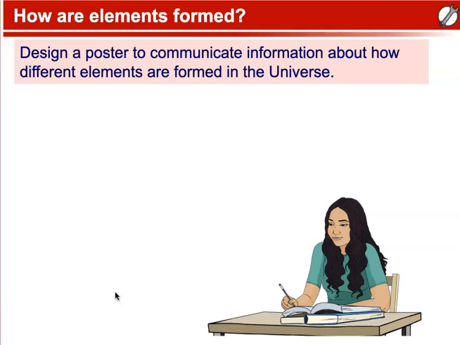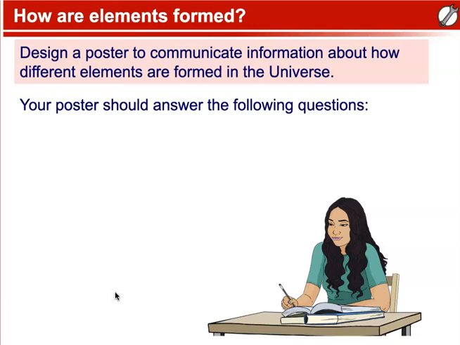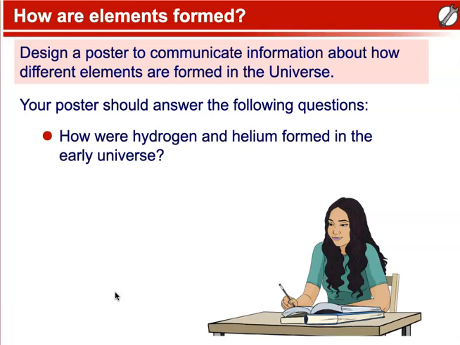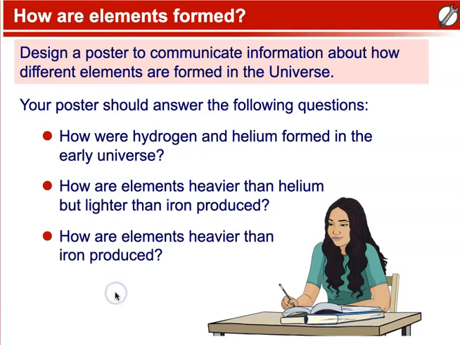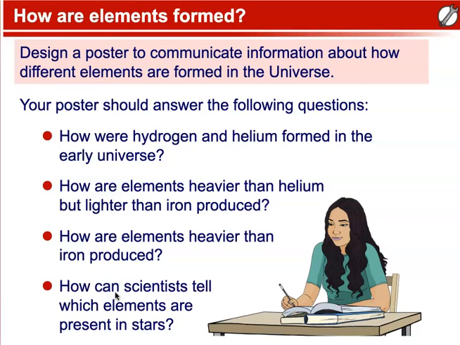So how are elements formed? Consider designing a poster to communicate information about how different elements are formed in the universe. It could include answers to the following questions. How were hydrogen and helium formed in the early universe? How are elements heavier than helium but lighter than iron produced? How are elements heavier than iron produced? And how can scientists tell which elements are present in stars?